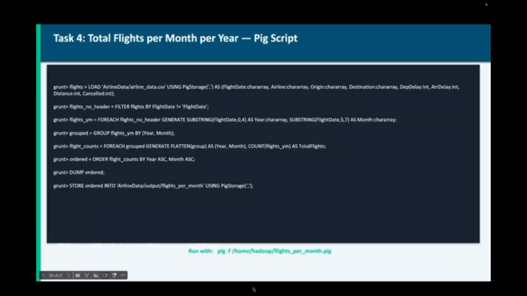Thank you, Mahirul. I wrote the Pig script for task 4, which computes the total number of flights per month for each year. The script loads the airline CSV from HDFS, filters out the header row, then extracts the year and month from the flight date using substring. Then we group the data by year and month, count the flights in each group, order the results, and store the output to HDFS. The script was run using the pig -f command from the master node terminal.